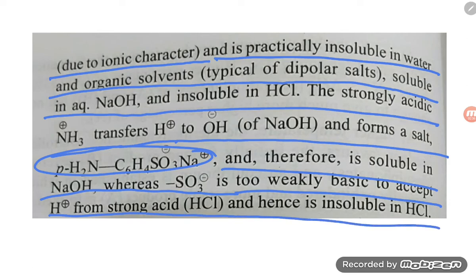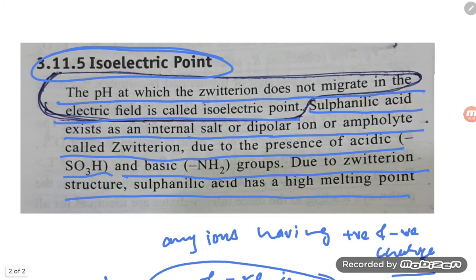I am not explaining all these points, I am just trying to explain the isoelectric point. So you keep in mind, student, what is the isoelectric point? The pH at which the zwitterion does not migrate in the electric field is called the isoelectric point.